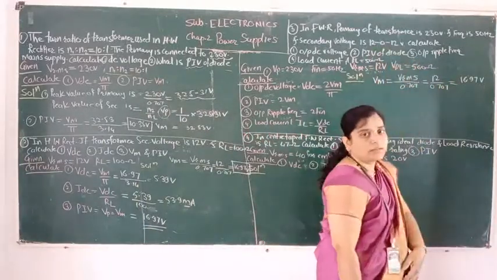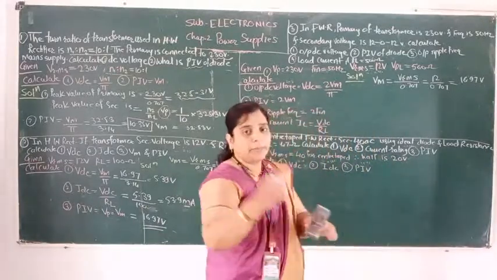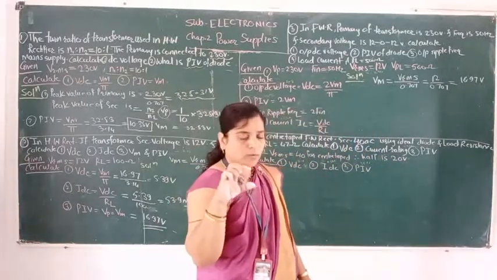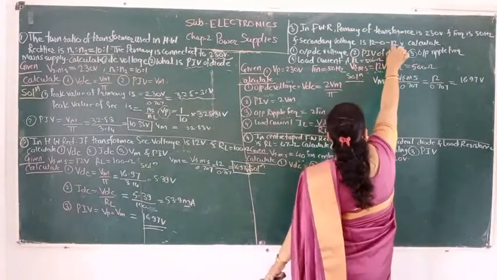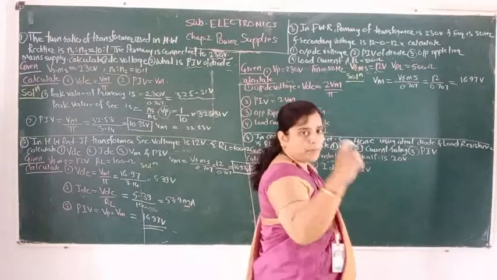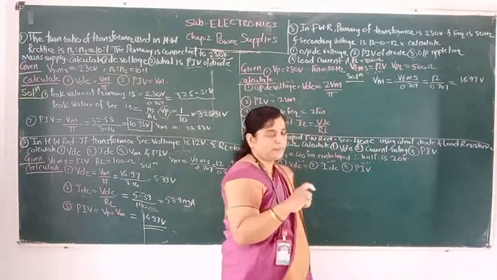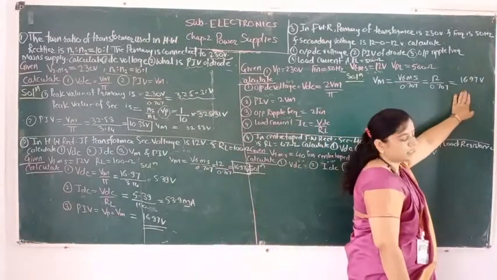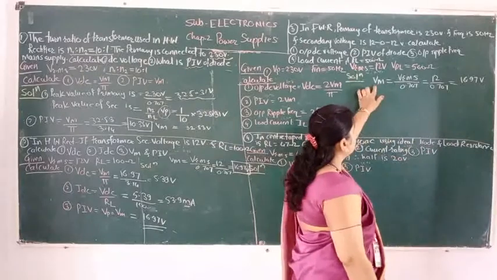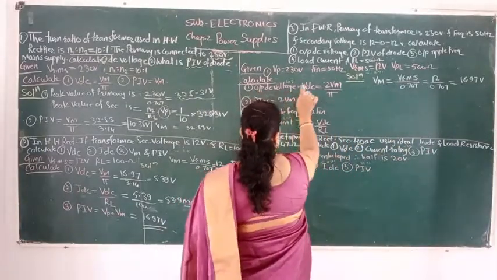12 means what? It is a center tap transformer, therefore the upper half portion and the lower half portion are the same. Since 12 is given, the upper portion is 12 and the lower portion of the secondary transformer is also 12. So 12 divided by 0.707 is 16.97, and that is the Vm. Now we will calculate the output DC voltage first.